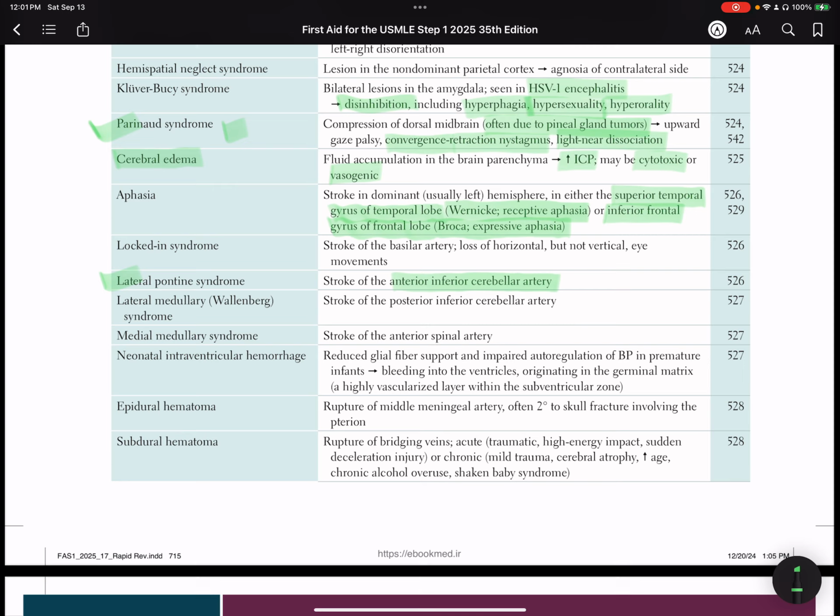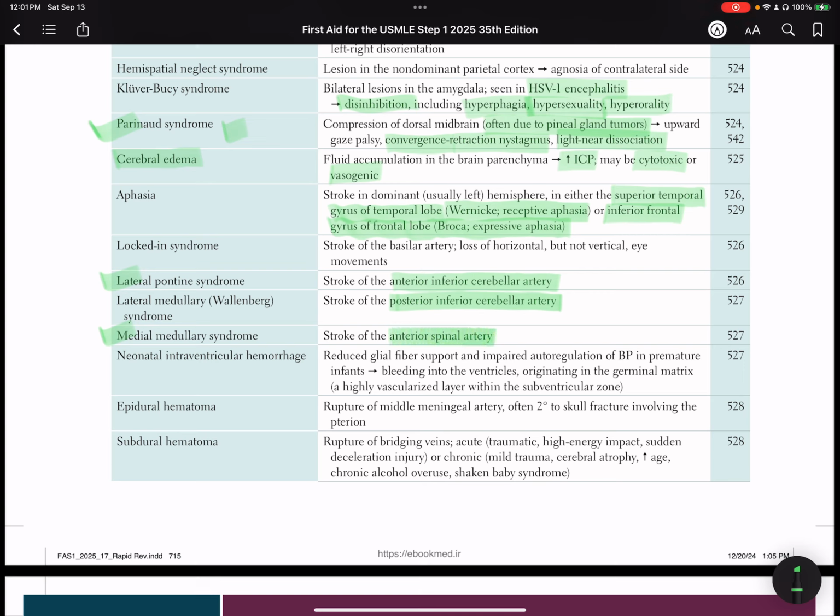Lateral medullary Wallenberg syndrome, stroke of the posterior inferior cerebellar artery. What is medial medullary syndrome? Medial medullary syndrome is stroke of the anterior spinal artery.